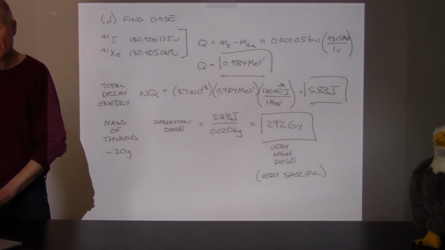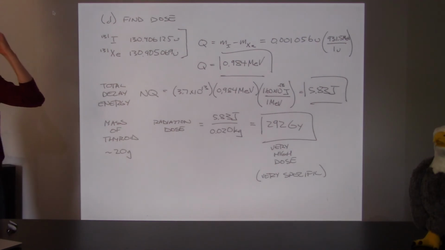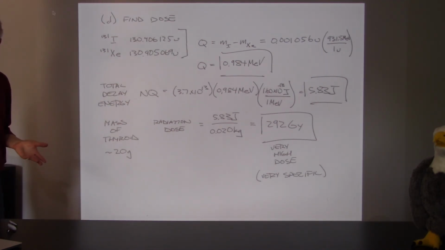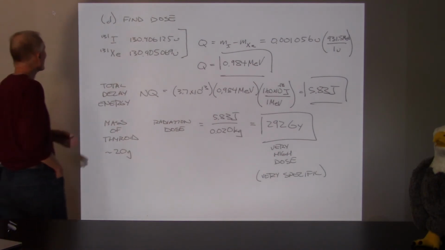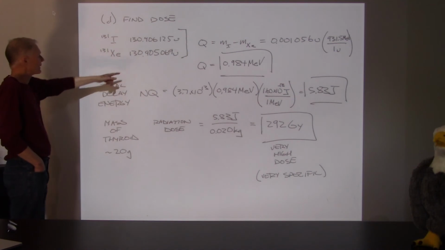And then, when I finished this problem, I was not completely satisfied because the problem was billed as a radiation dose problem, but they never asked us about the radiation dose. So I had to add part D. On part D, I said find the dose, and for that, I went in and calculated Q.